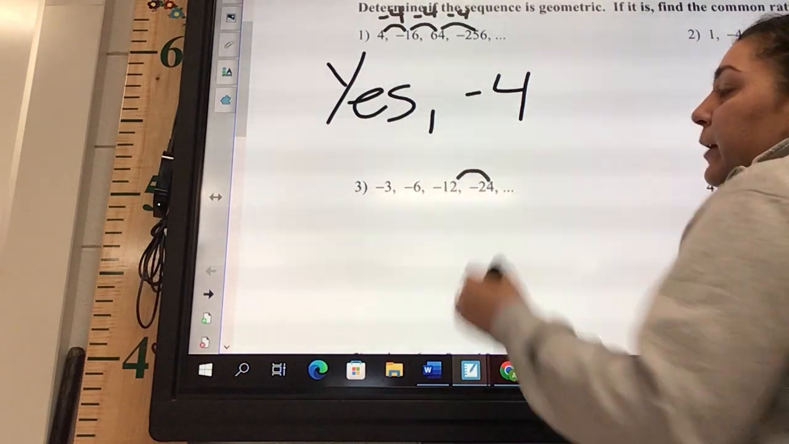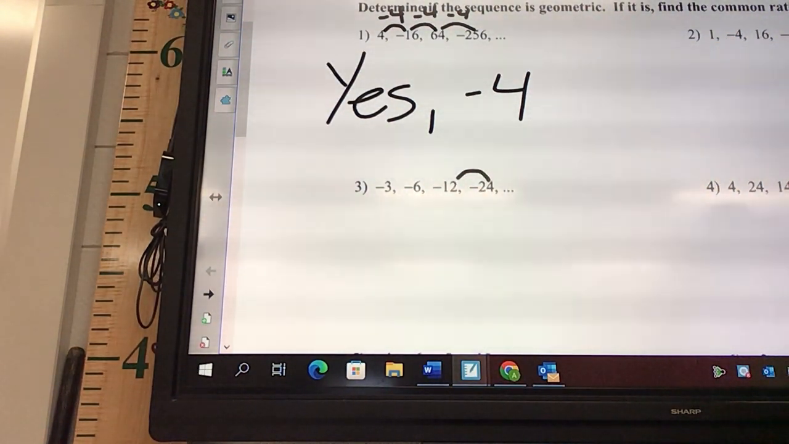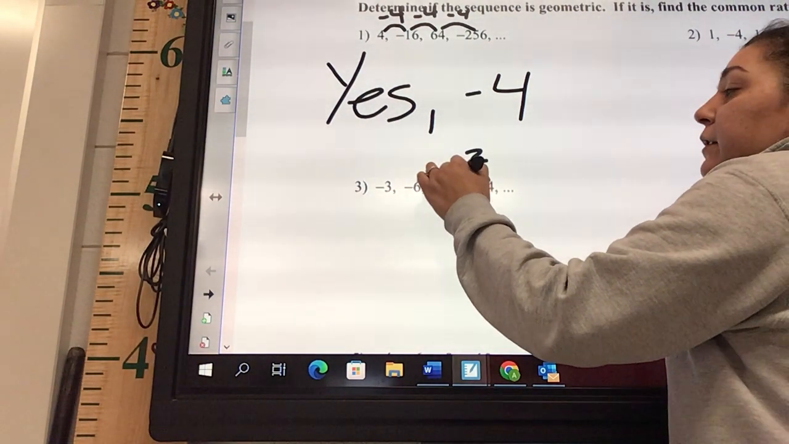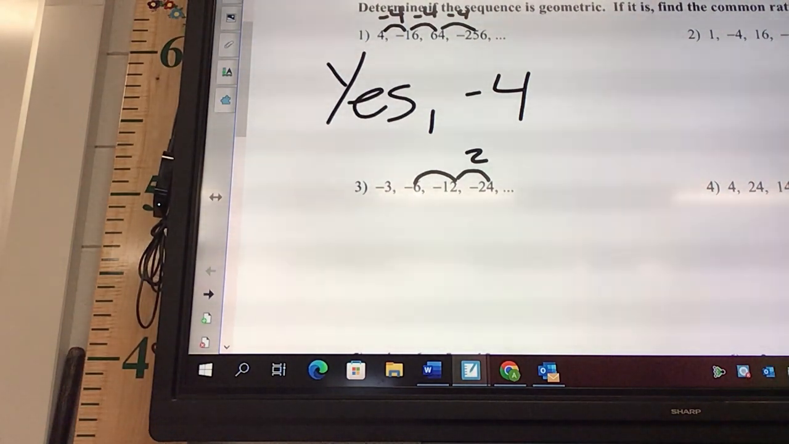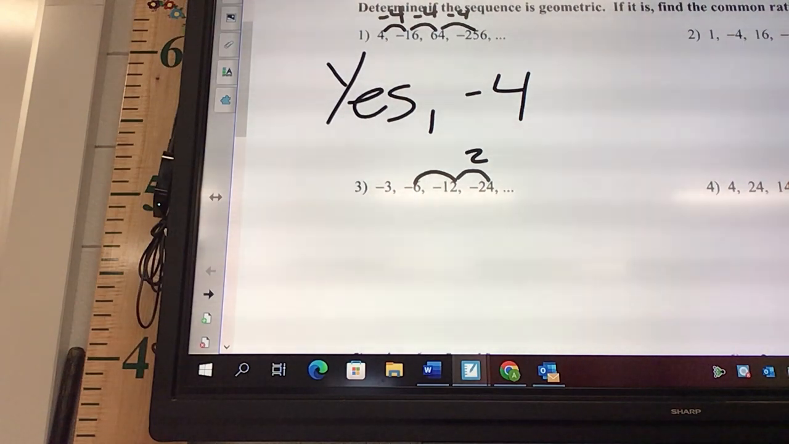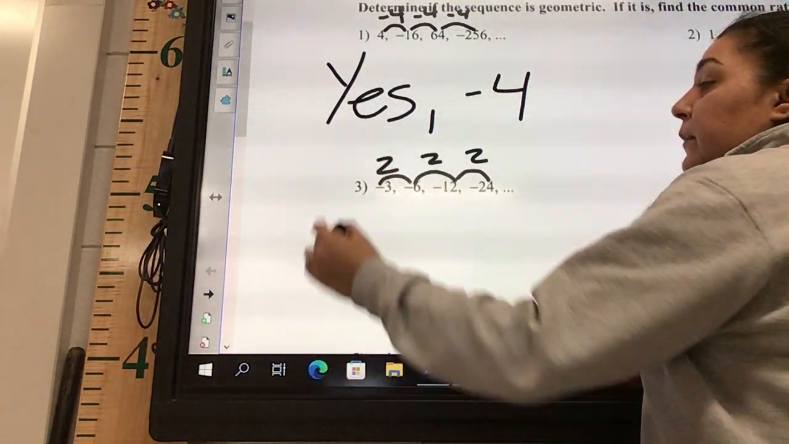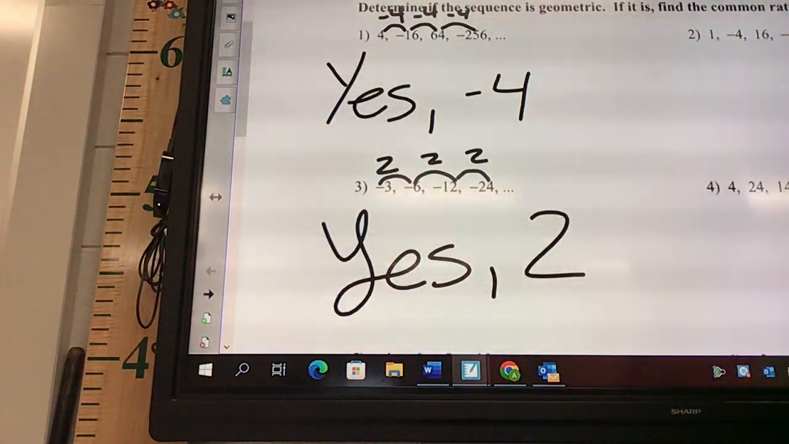Negative 24 divided by negative 12. 2. Negative 12 divided by negative 6. 2. And then negative 6 divided by negative 3. 2. Is this geometric? Yes, with a common ratio of 2. Perfect.